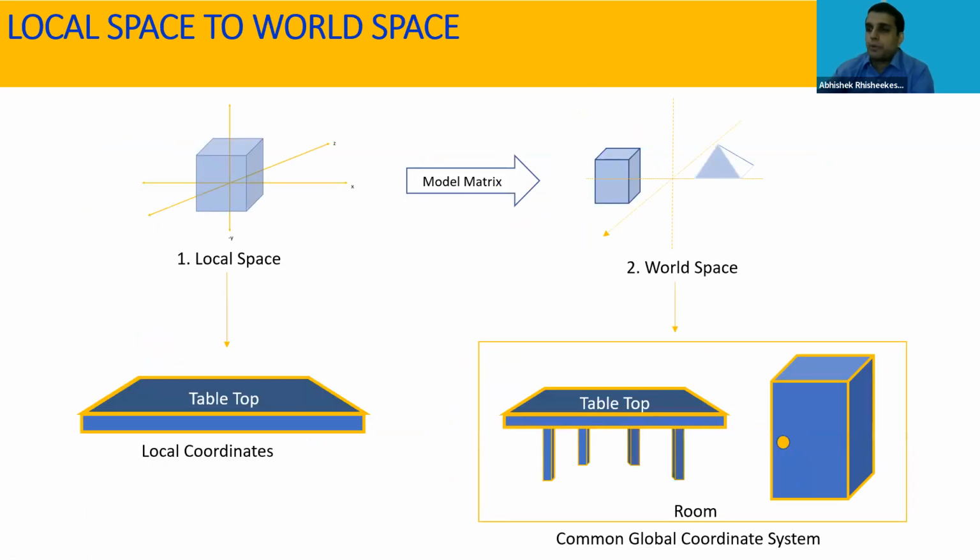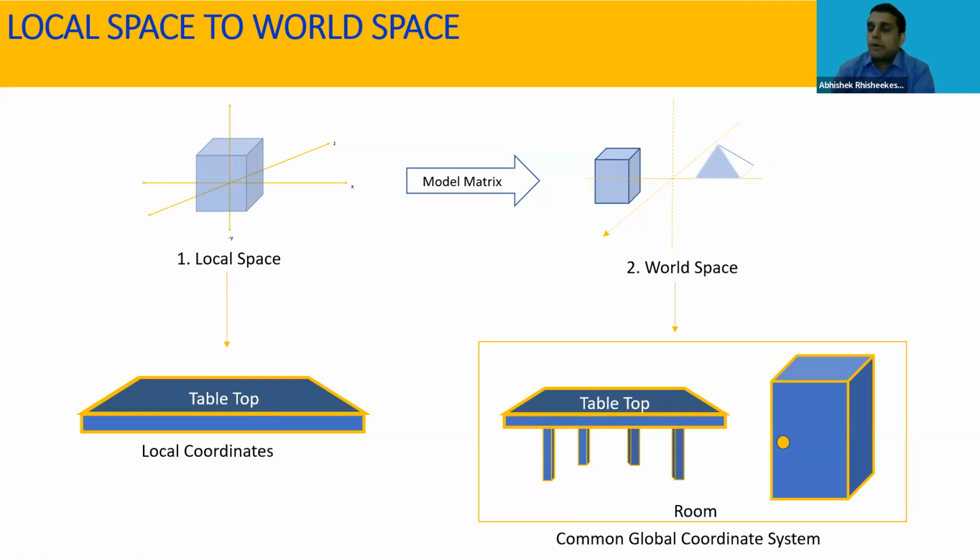Now, let's touch upon the first 2 spaces and the transformation between them. Think of local space as the 3D coordinate space in which a single object is created. For example, the tabletop in the example we showed in the last section is a local object in the shape of a cuboid and can be defined with its own 3D space with its XYZ axis and origin.